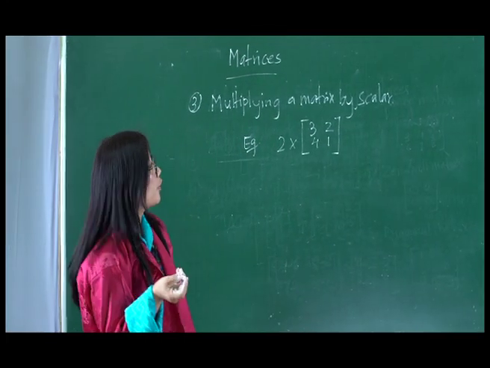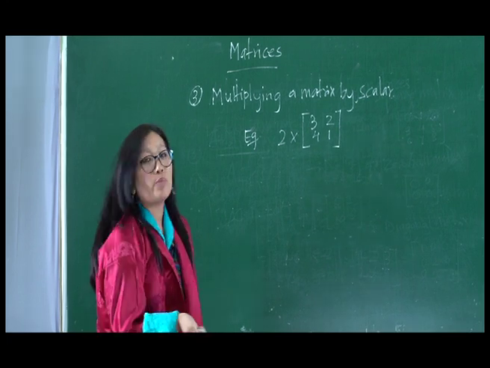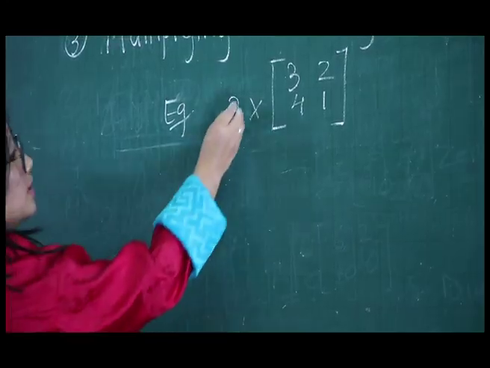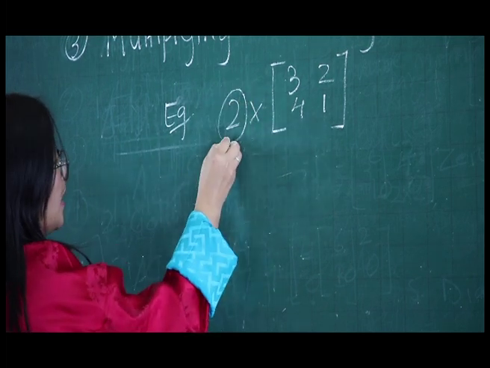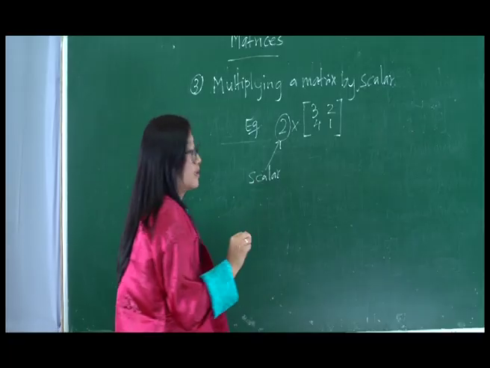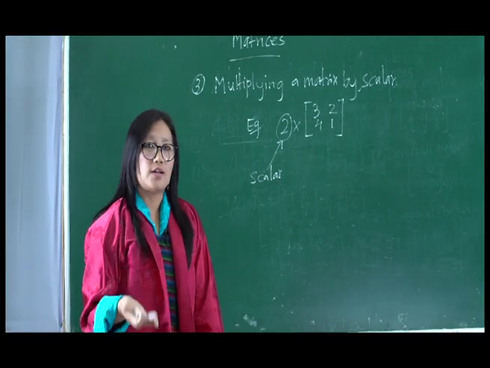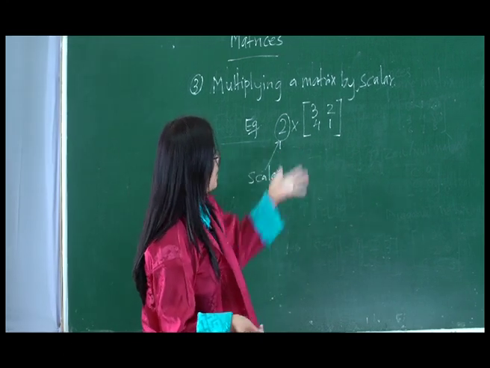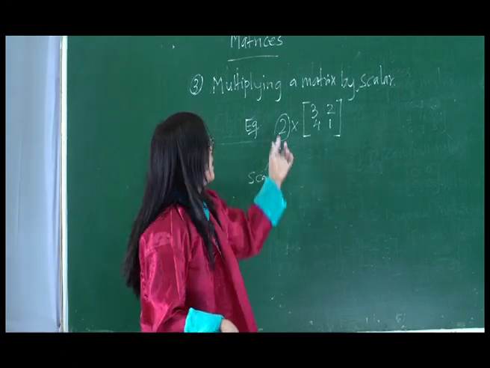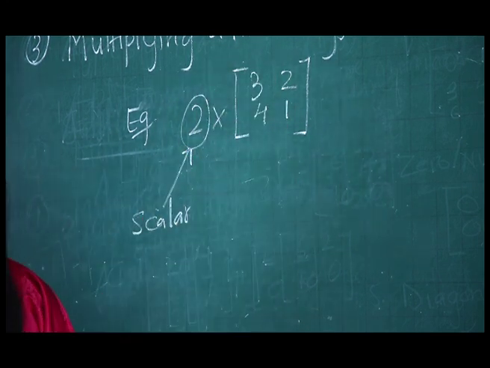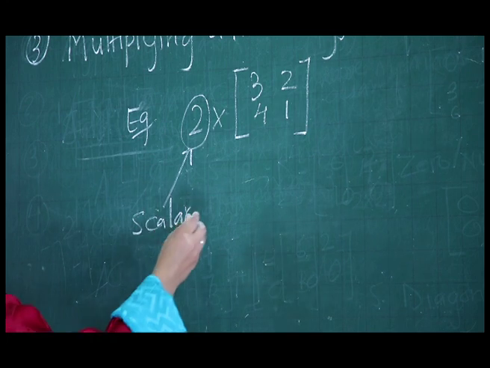Now here you already know we have a 2 by 2 matrix, and you can see a number 2 here. That number 2 is a scalar value, or we call it a single value. Now when we say multiplying a matrix by a scalar, this number 2 has to be multiplied to all the elements inside the matrix.